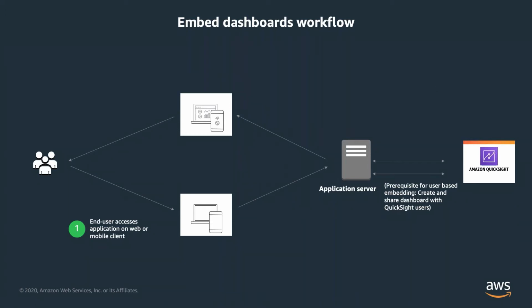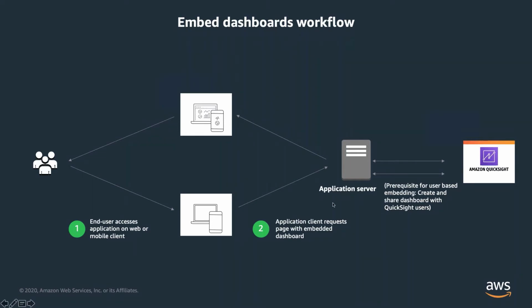Now, when users authenticate into your application and log into your website, the website would then request an embedded dashboard from your application server. Now, your application server could be your own servers running, or it could be an EC2 instance that is running in AWS, or even serverless like Lambda. Now here you would notice that we have a prerequisite of creating a user within QuickSight, but for today's session, the context is anonymous embedding, so we do not need this particular part.